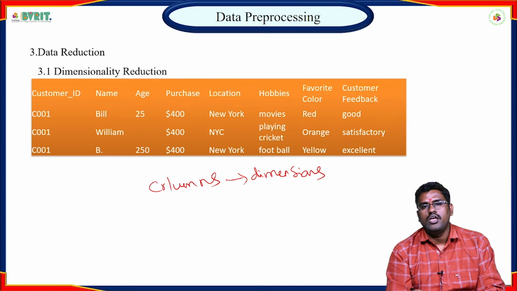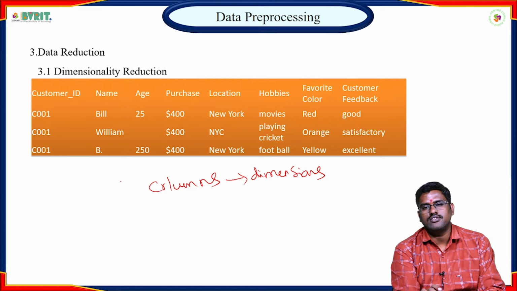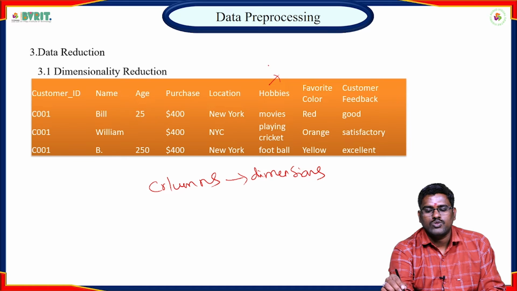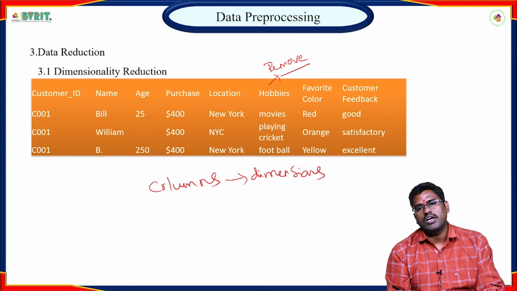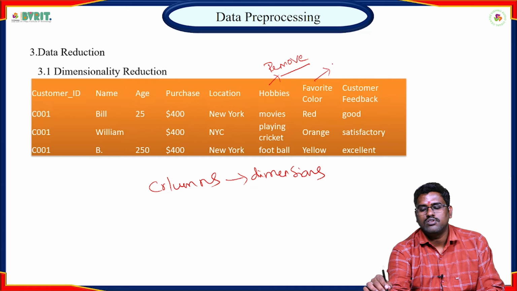Coming to the location, if we remove location, we don't know from which location they are purchasing the given items. Coming to the hobbies, if I remove the hobbies, that will not reflect on the data warehouse, since we have the names, ages and purchase history. If we remove hobbies, it will not reflect on the table. So we have to remove this one. This is one dimension, a column, we are removing. Next, if we remove the favorite color also, there is no reflection in the table. So we have to remove this one.